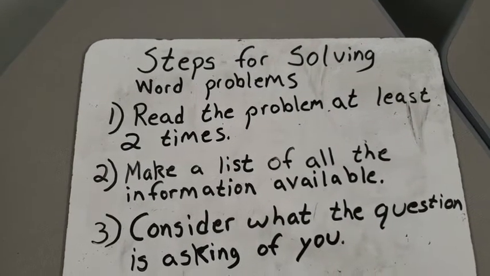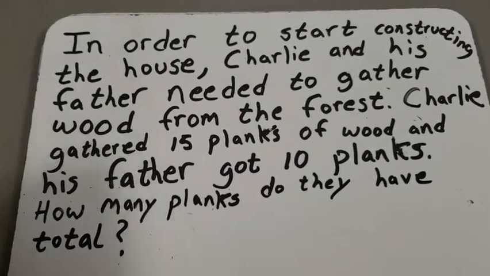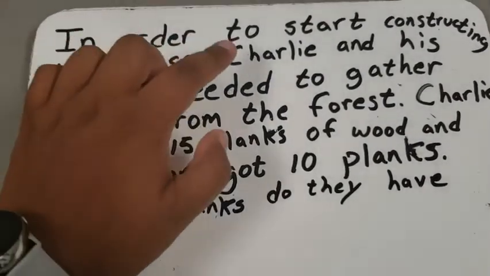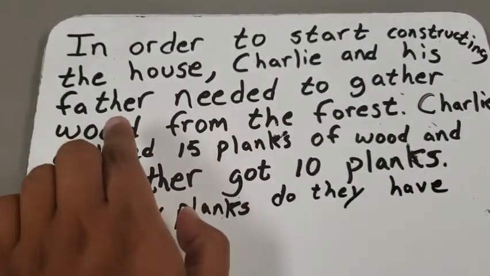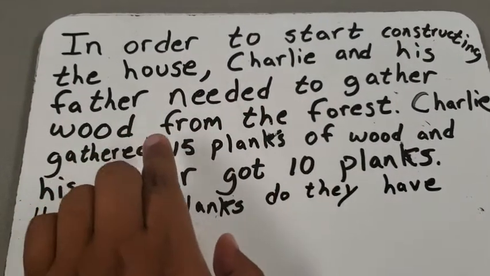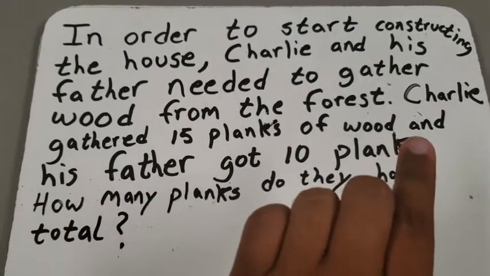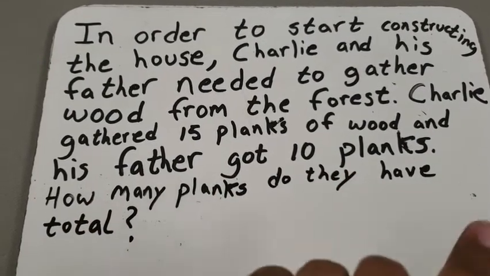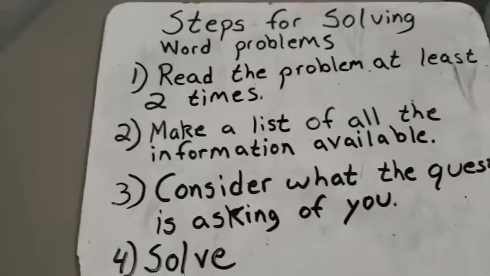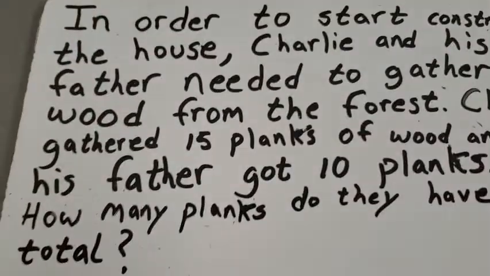Number 1 says, read the problem at least 2 times. Well, I read it once, I don't understand it, so let me read it again and see. Maybe much slower. In order to start constructing the house, Charlie and his father needed to gather wood from the forest. Charlie gathered 15 planks of wood, and his father got 10 planks. How many planks do they have total? All right. My next step is to make a list of all the information that's available.